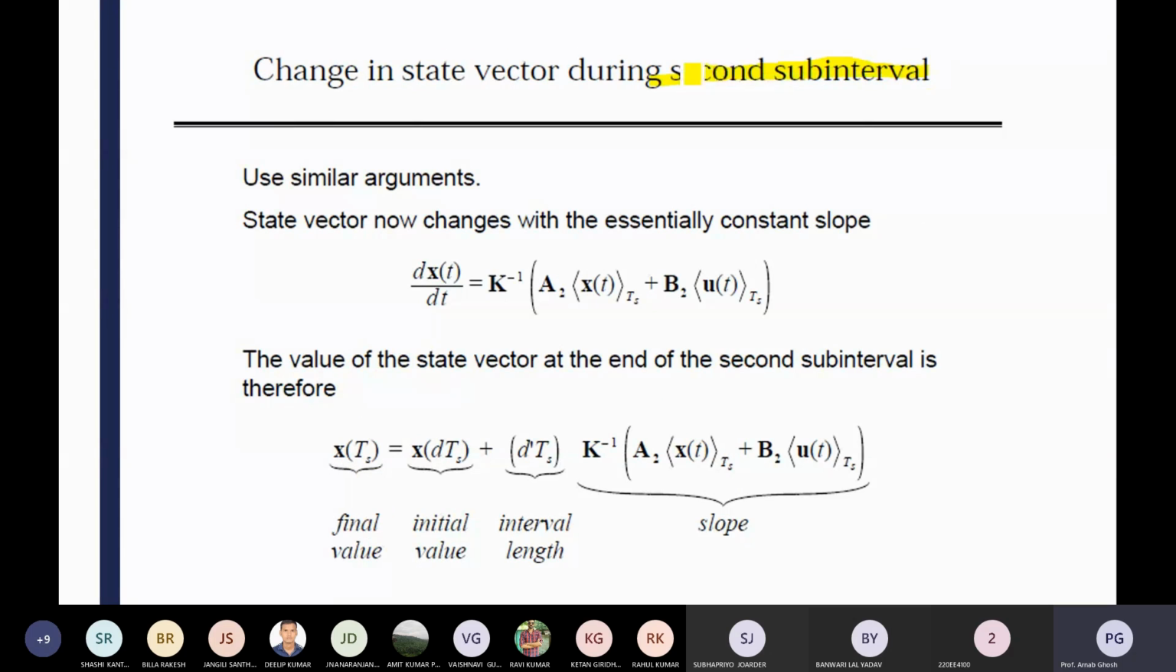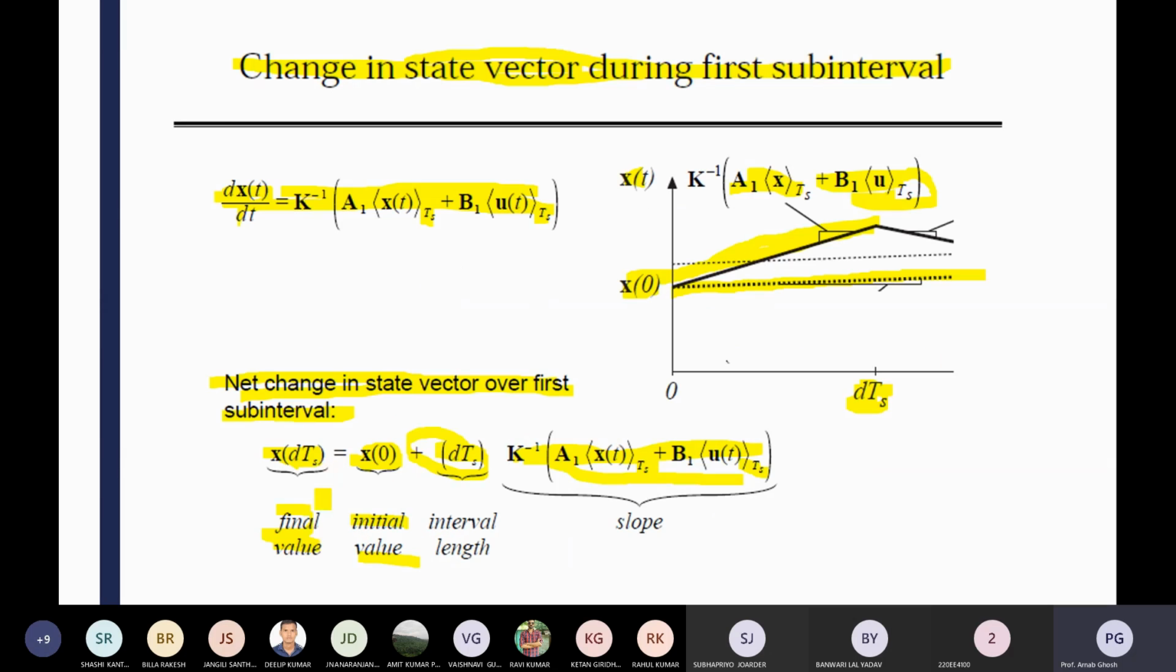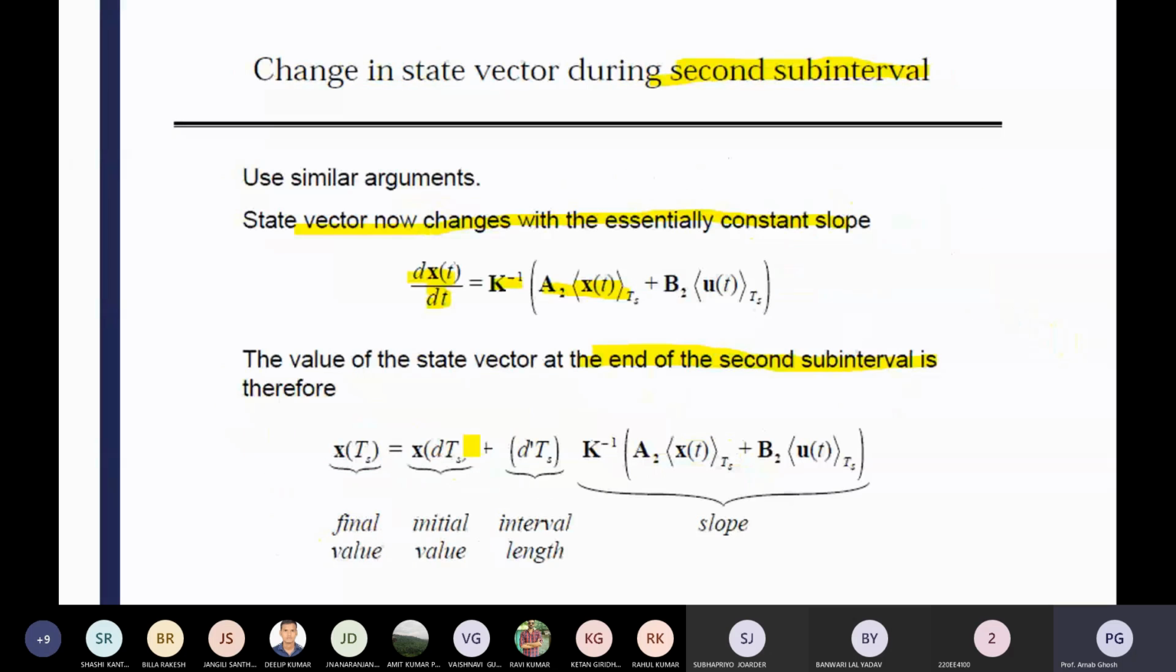Then for the second sub interval, you have to calculate the same thing. So what was that value for the constant slope? It is dx(t)/dt equal to K inverse within bracket (A2 x(t) plus B2 u(t)) Ts. Okay, so then what will be the second sub interval equations? Here you have the final one, x(dTs). That final one is the initial one of your off time interval. So x(dTs) is the initial value, again y equal to mx plus c. So c means it was completed with x(dTs). That value we can replace.